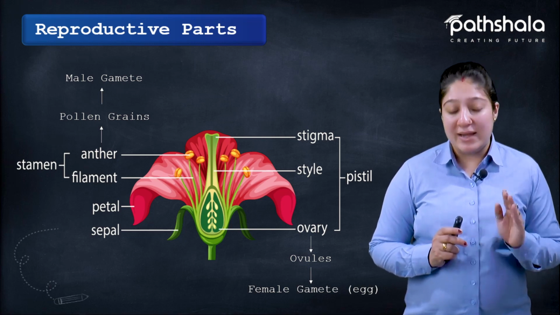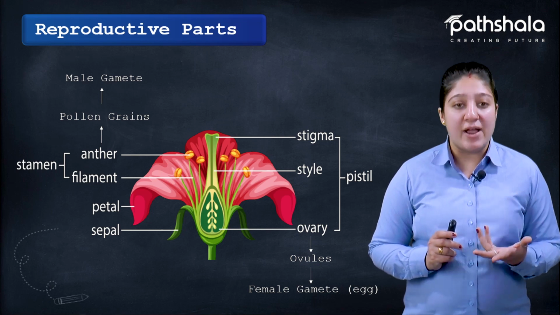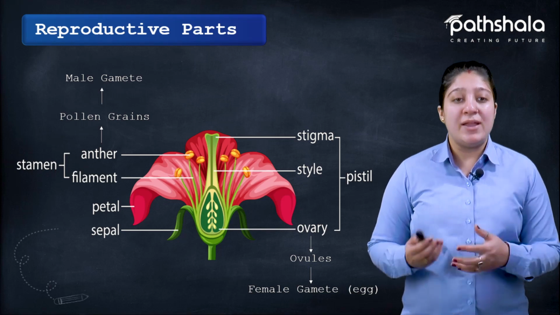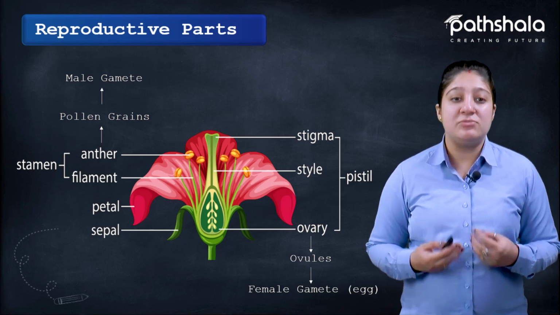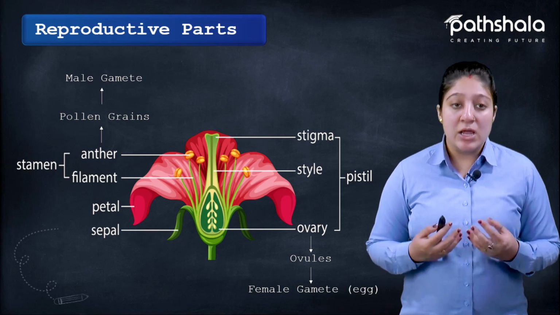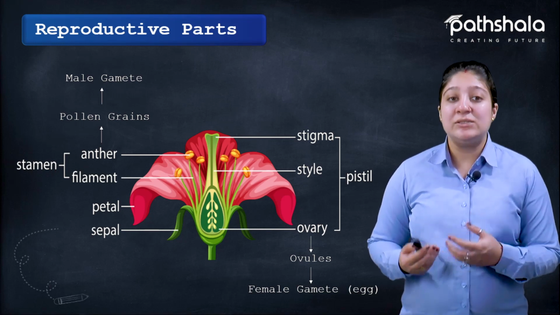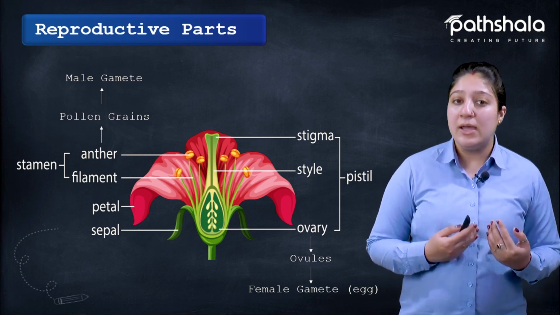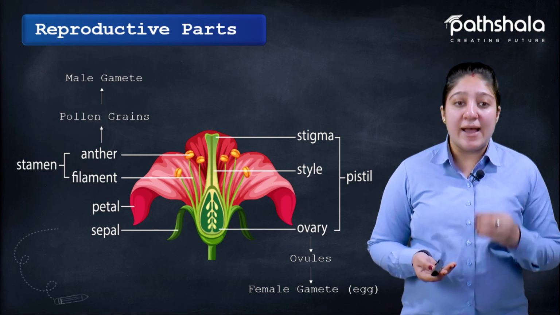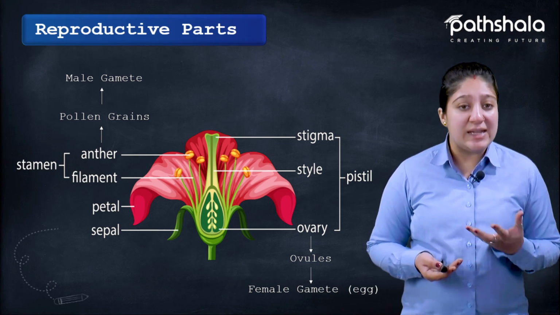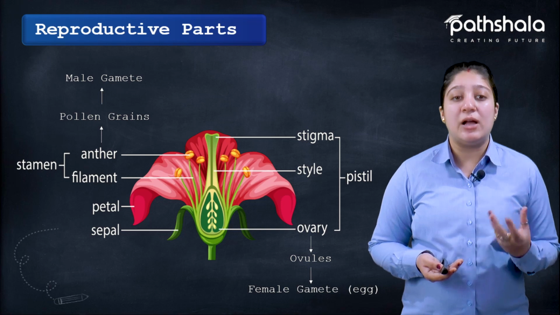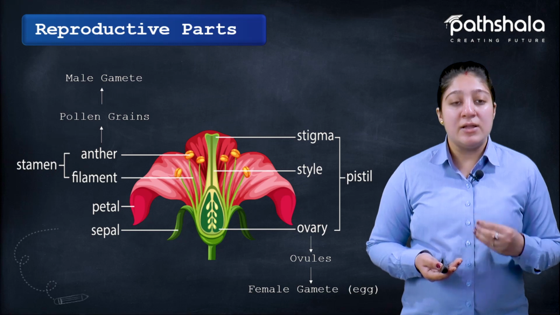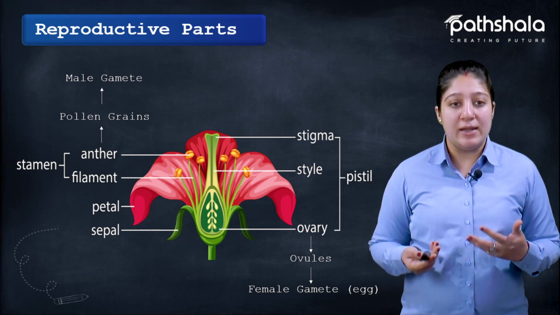Second one is the petal. Petals are very colorful and attractive. Why do they need to be colorful and attractive? That is for when the reproduction process takes place, that is, when the pollination process takes place. For pollination, some agents are required that will transfer the pollen grain from the anther to the stigma. For the attraction of these agents, the petals are required to be colorful so that these agents can be easily attracted towards the flower and the further process of reproduction can take place.